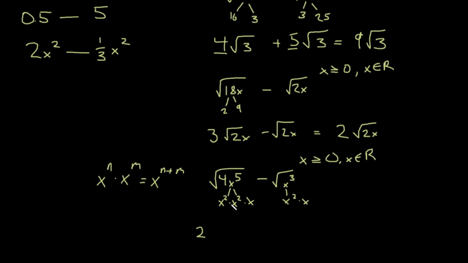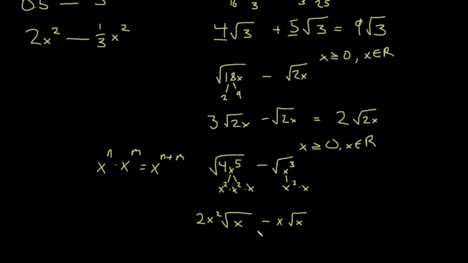Now, since we have two x squareds, we can bring these both out to the coefficient, so we have 2 times x squared root x minus, and since we have 1 x squared here, we can bring this out, so we have x root x. Now, are we able to subtract these two terms?